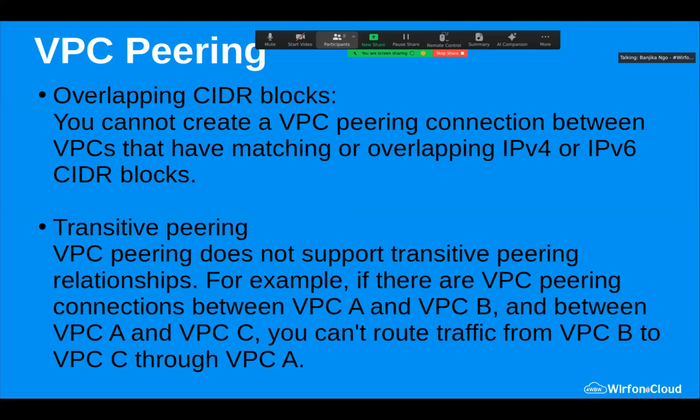And then, transitive peering doesn't exist. I will show what that means shortly. So if you have VPC A and VPC B, as well as C, just because you have paired VPC A to B and then B to C, it does not mean automatically that A and C can communicate.